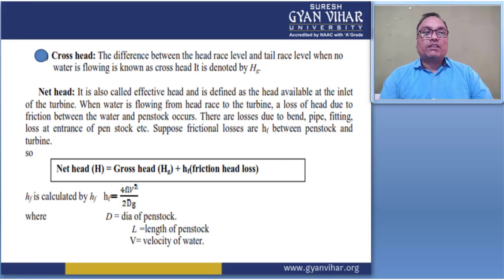This is the Darcy-Weisbach equation, where d is the diameter of the penstock, L is the length of the penstock, and V is the velocity of water inside the penstock pipe, right? So g is a constant quantity and f is also constant. This is one type of constant, and so hf equals 4fLV squared divided by 2dg, right? And in the next case, these are the different kinds of heads.